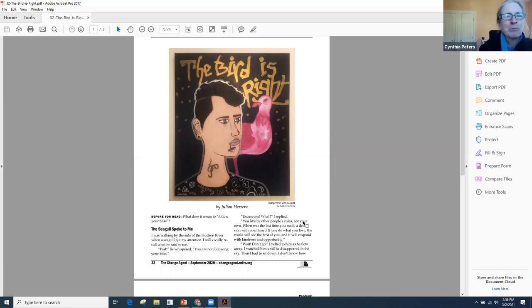Anybody else? Even if you didn't read this one, now that you've had a chance to hear about it and look at the pictures, anybody else want to say anything?